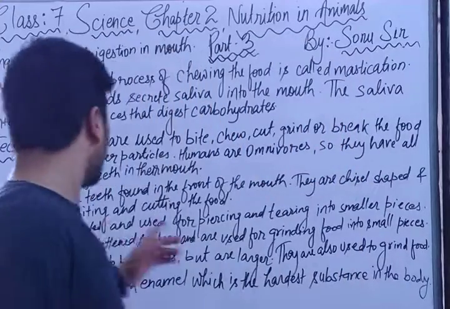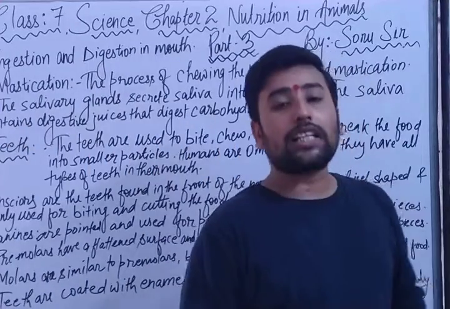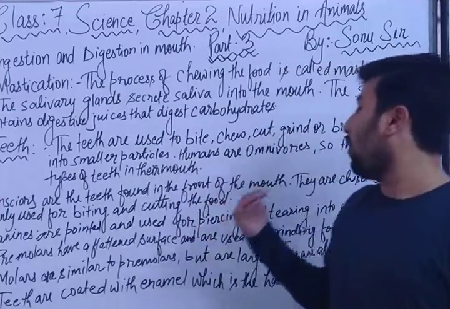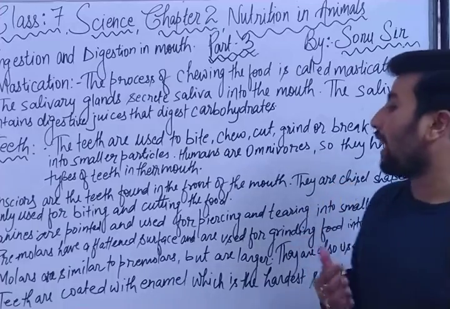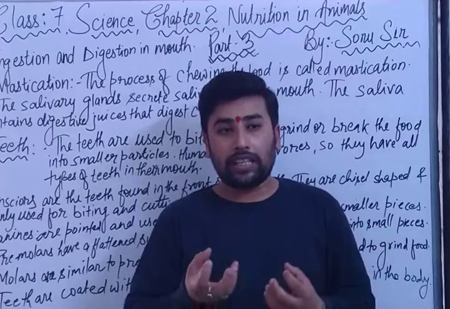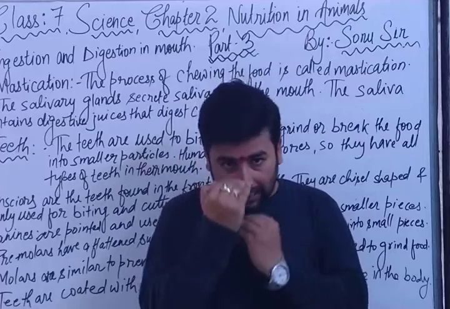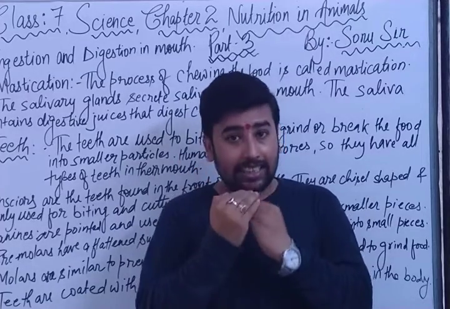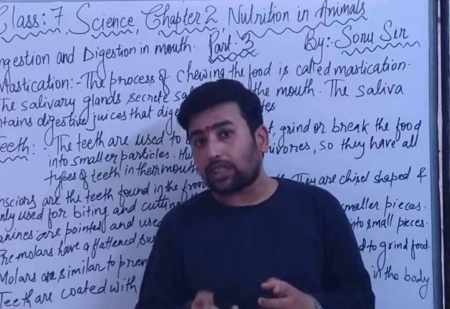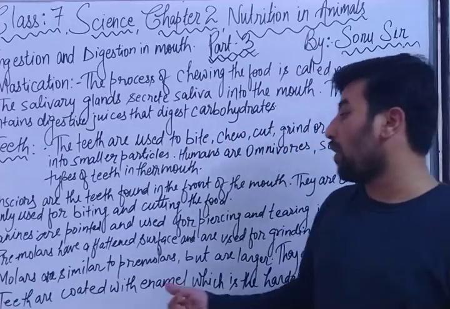Human beings have 4 types of teeth: incisors, canines, premolars and molars. So what are these 4 types? Incisors are the teeth found in the front of the mouth. They are chisel shaped and mainly used for biting and cutting. When we take an apple and put it in our mouth, the teeth up and down by which we cut or bite the apple are called incisors.